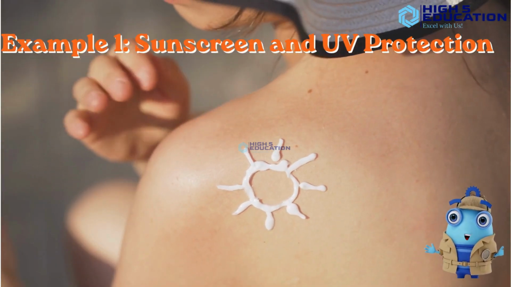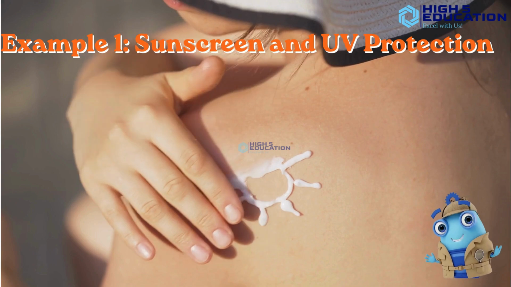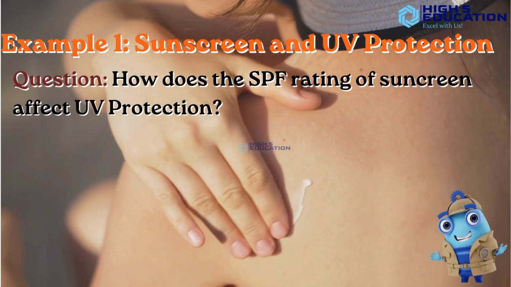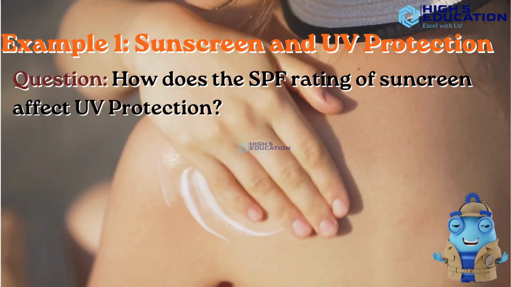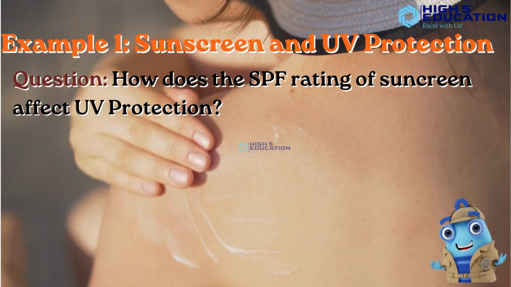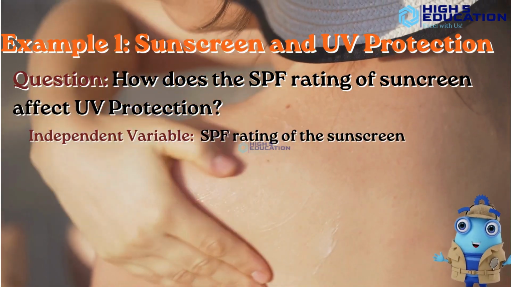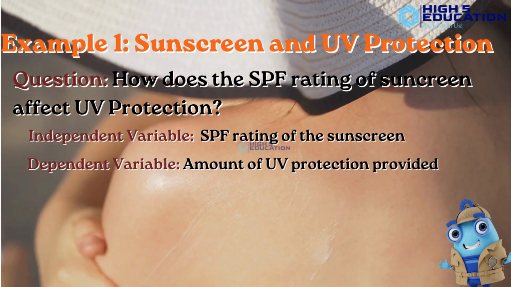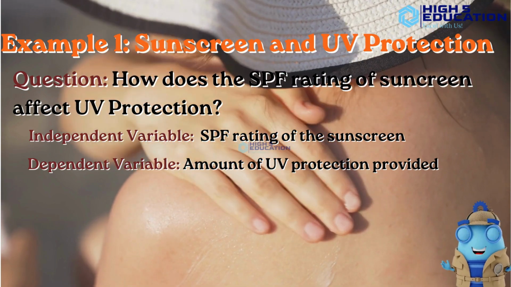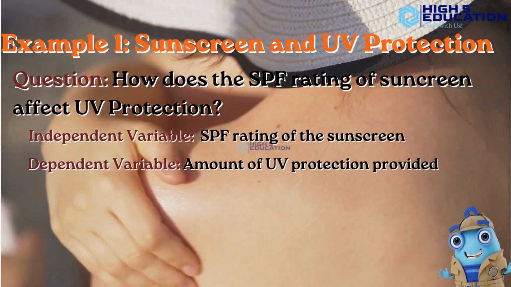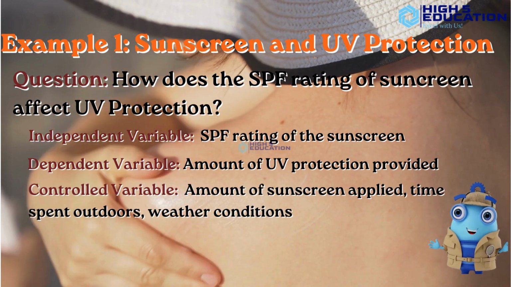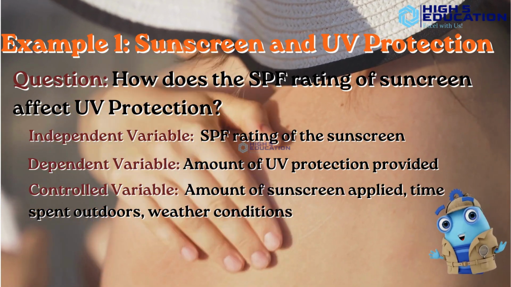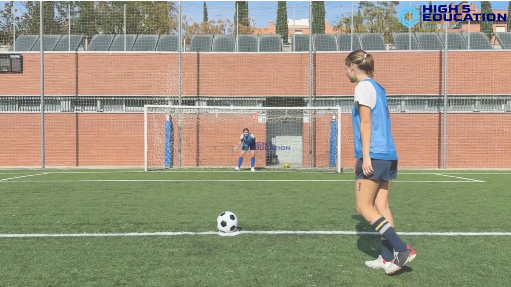Example 1. Sunscreen and UV protection. The question is, how does the SPF rating of sunscreen affect UV protection? First, the independent variable is the SPF rating of the sunscreen. Next, the dependent variable is the amount of UV protection provided. And the controlled variables are the amount of sunscreen applied, time spent outdoors, and weather conditions.